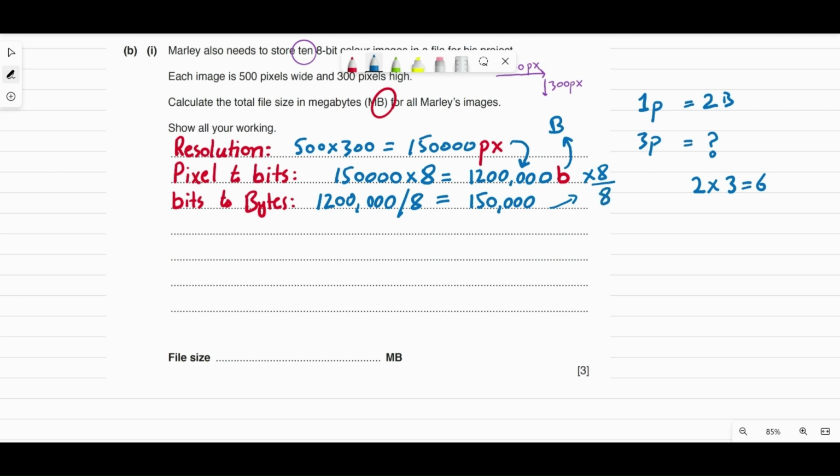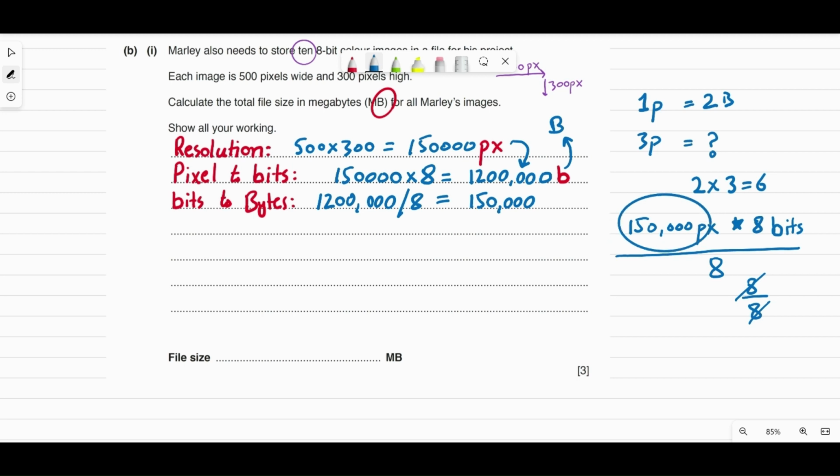Again, I'm going to tell you in a proper way. We had 150,000 px. From px to bit we need to multiply by 8, which gives bits. Then on the third step, from bits to byte, we divide by 8 to convert bits into bytes. So 8 by 8 is 1, and what remained is 150,000, because 8 bits are 1 byte.